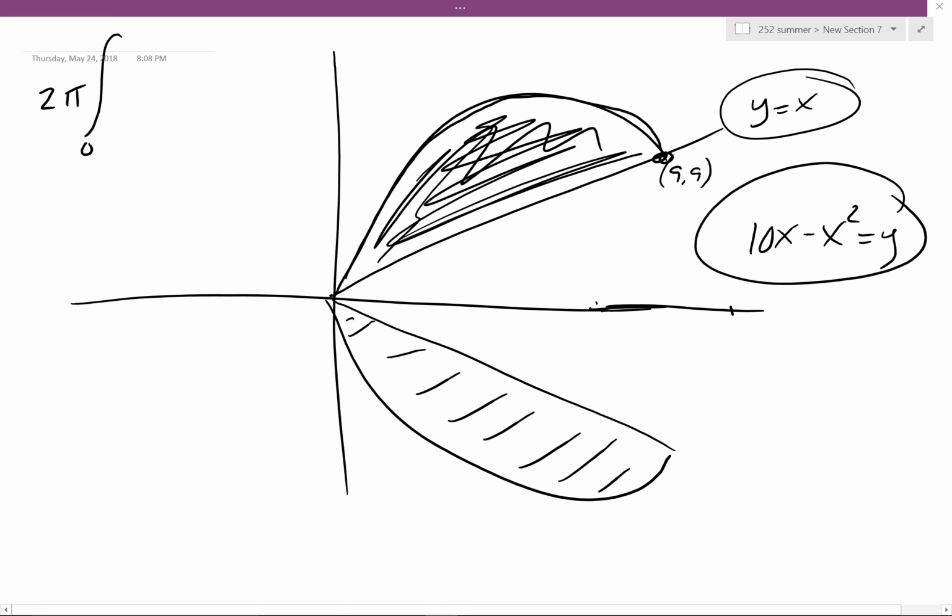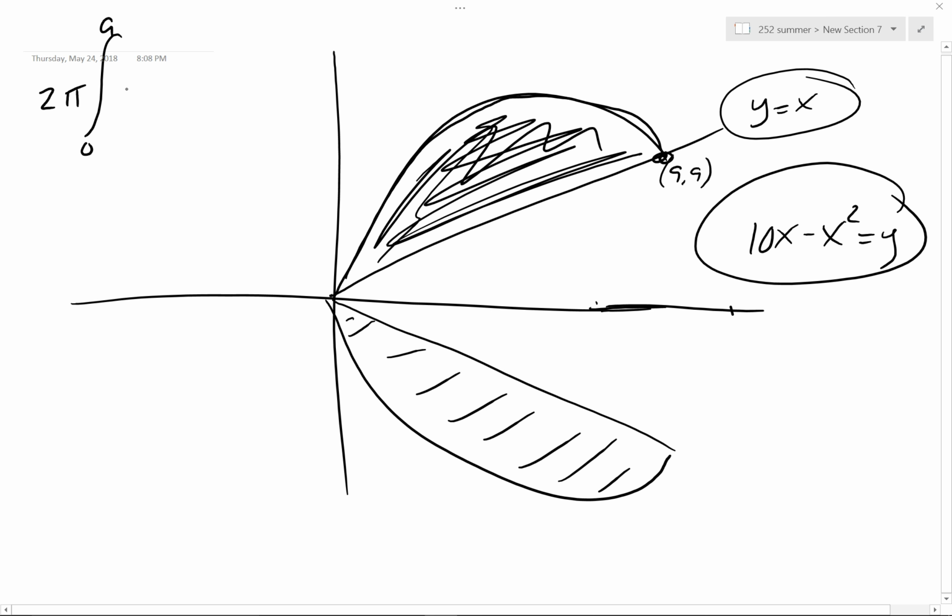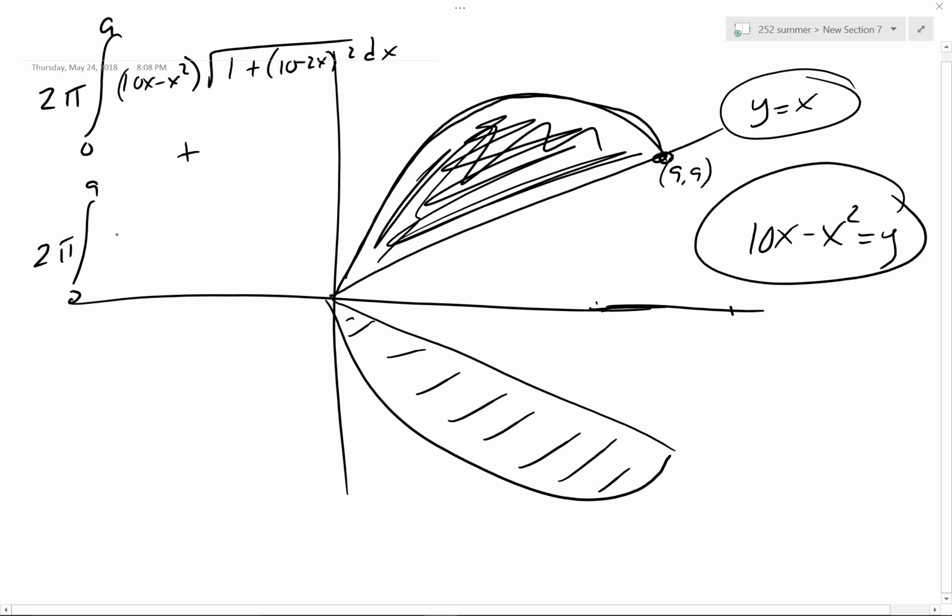I'd be going from 0 to 9 of 10x minus x squared, square root of 1 plus 10 minus 2x squared dx. That's the outside. And then if I was going to do the combined, it'd be from here to here. We do a combined surface area frequently.